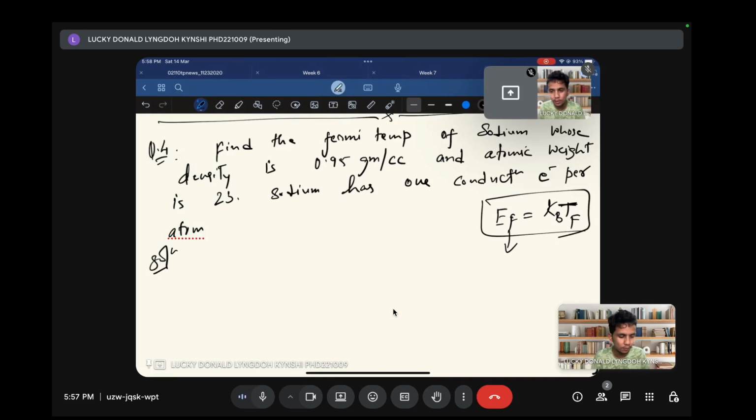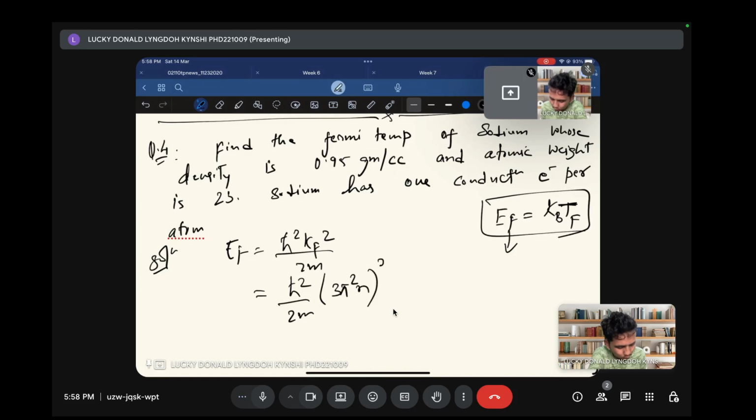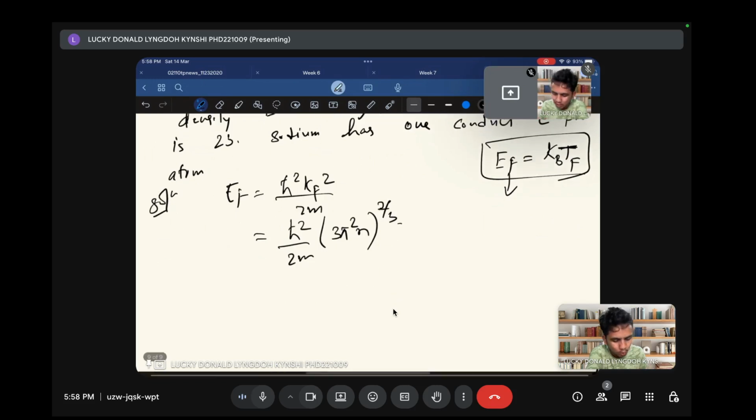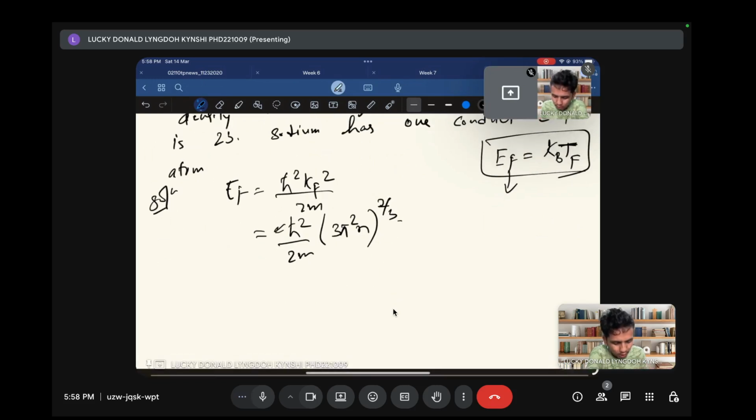The formula for EF is simply h cross square KF square by 2m, and we have already seen how KF square relates: simply 3 pi square n to the power of 2 by 3. This we have already done in the previous problems. That means your Fermi wave vector is proportional to 3 pi square n to the power of 2 by 3. Now h you know, m you know, you just need to find n.